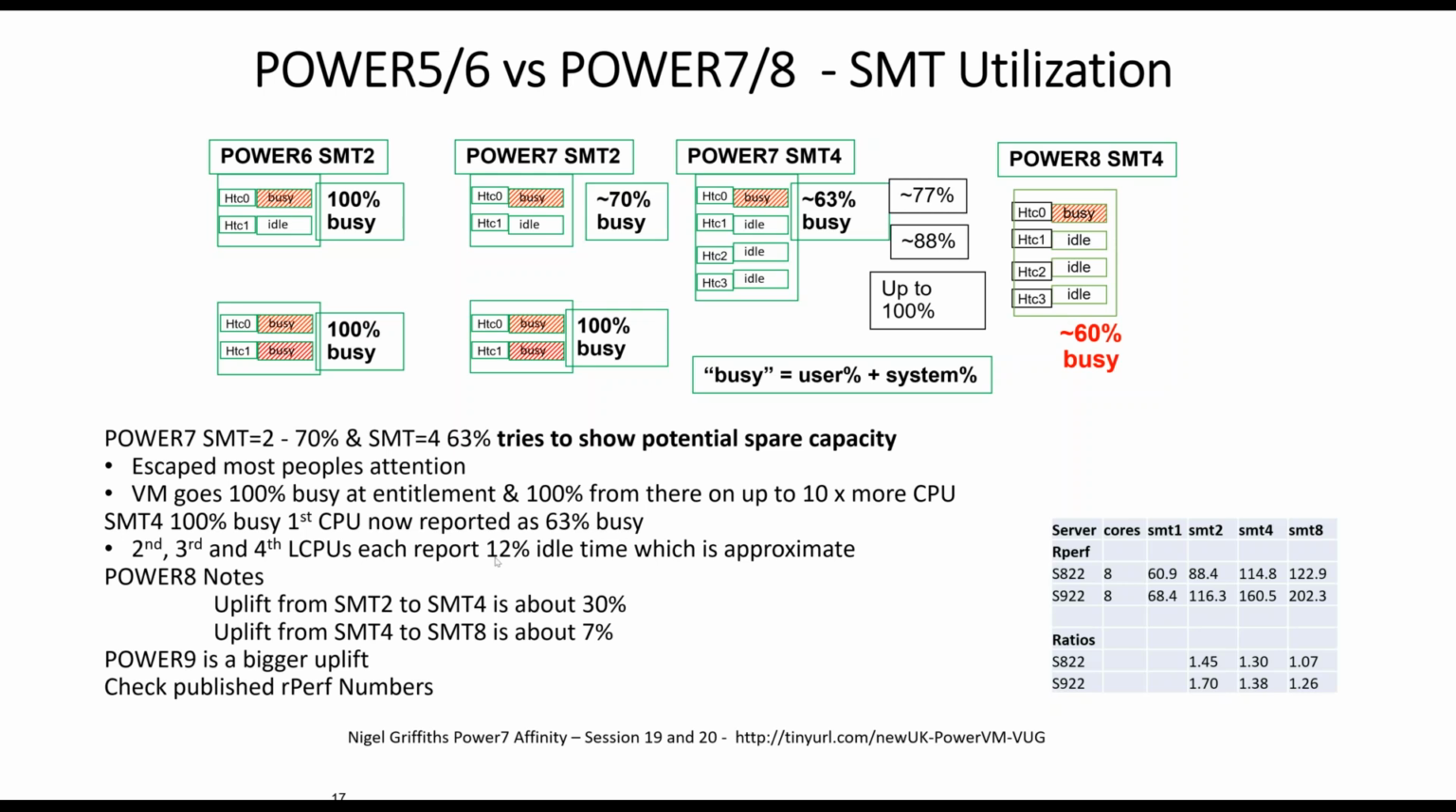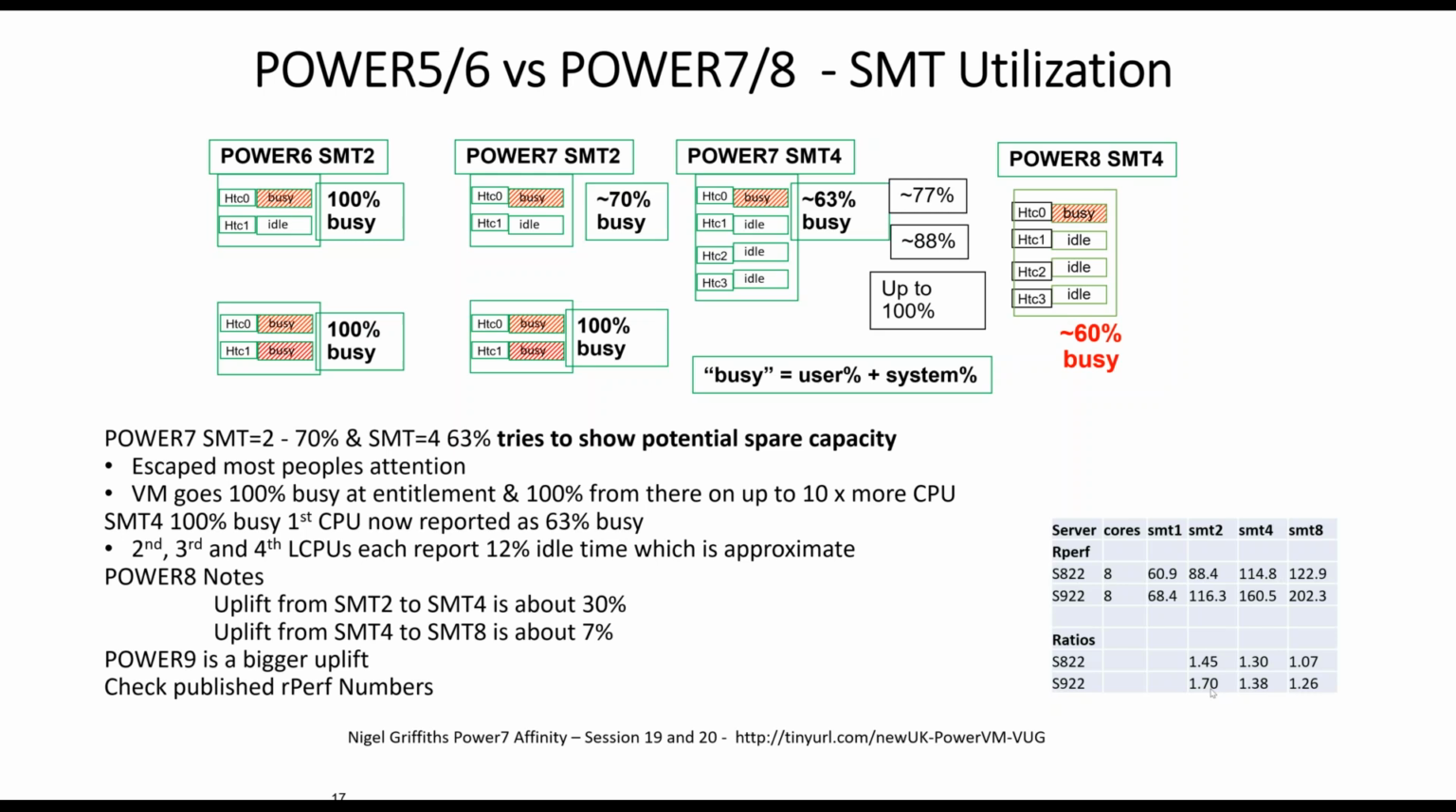So this change in reporting escaped a lot of people's attention, and a lot of people got very confused, which is one of the reasons that we address this now. With Power 8, the uplift from SMT2 to 4 is about 30%, 4 to 8 is about 7, and that's what you're seeing over here. I grabbed the late RPerf out of the latest performance stuff. So you can see, if you do the percentages, it's like 45%, 30%, and 7.